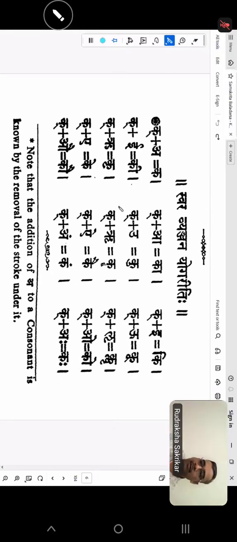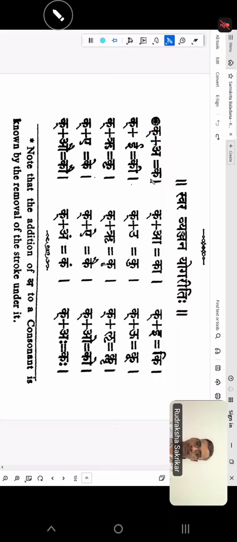Like yesterday, I tried to articulate k without a, and the sound doesn't come. Whenever we add a, it becomes complete ka. And if this halanta is given, it suggests that the vertical line is to be eliminated. That means akara is removed from that sound, and it is the pure consonant without the vowel.